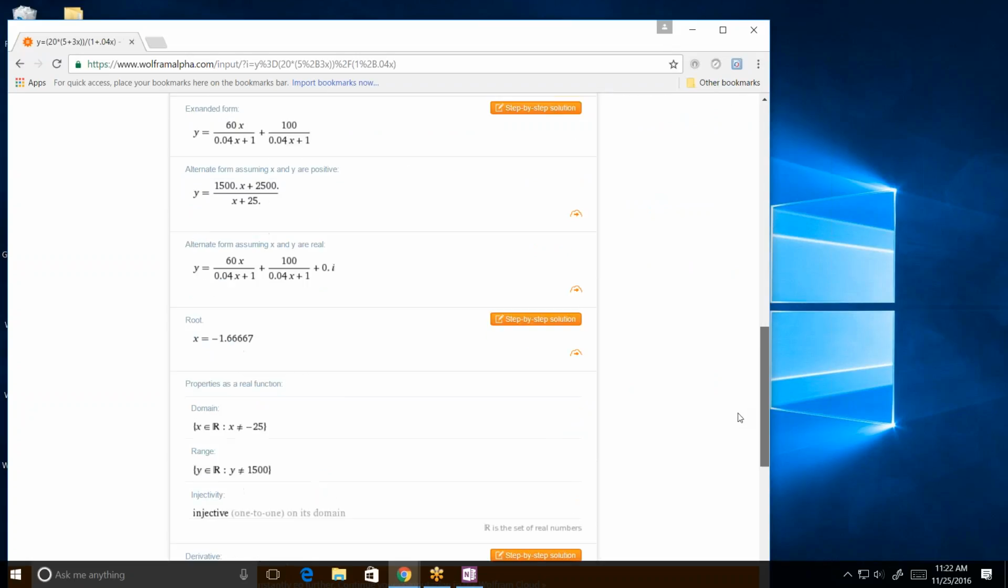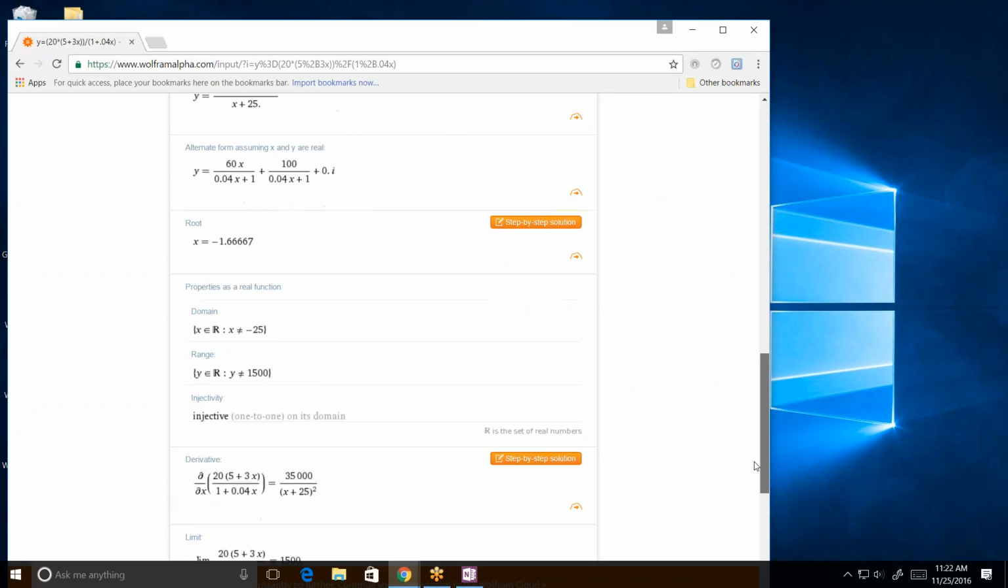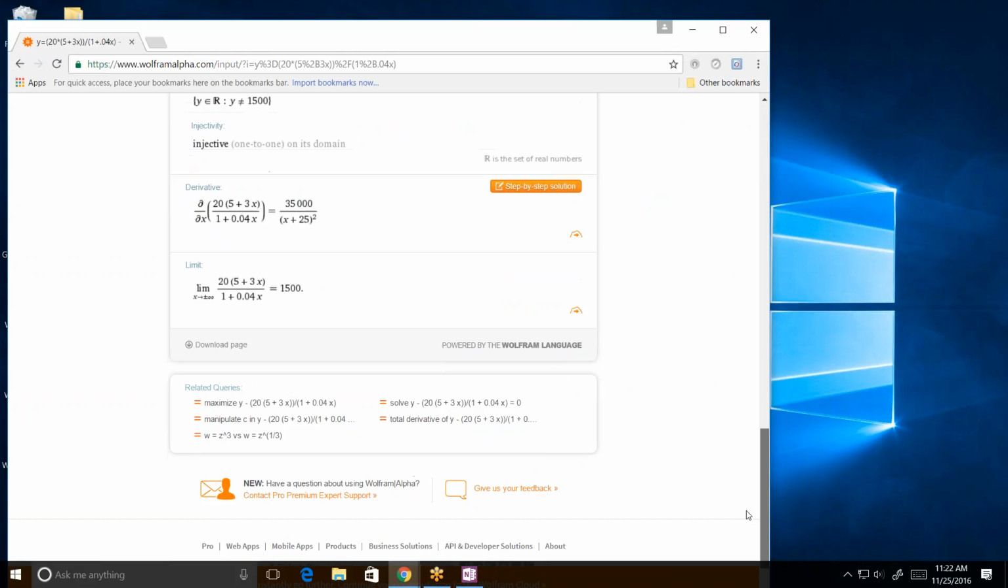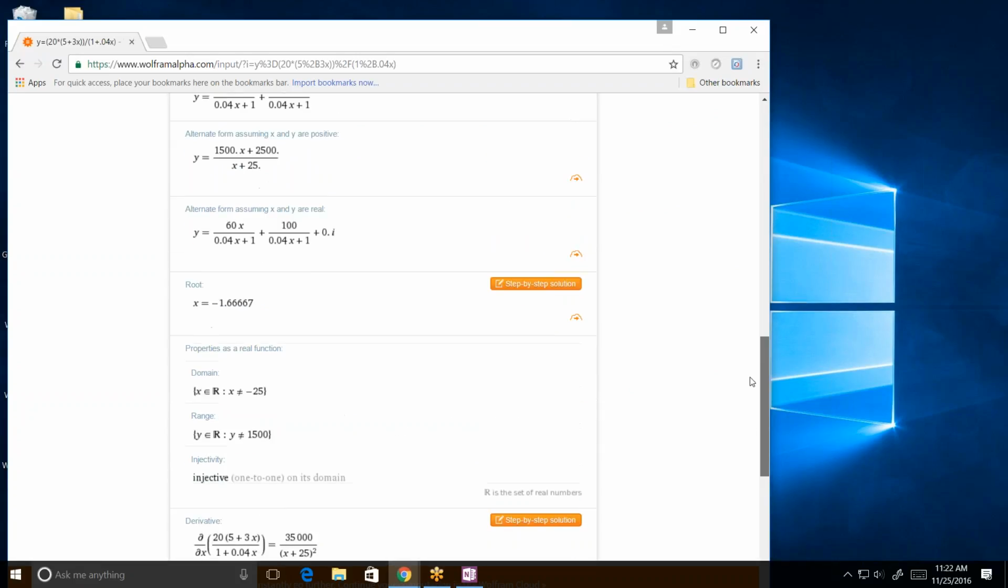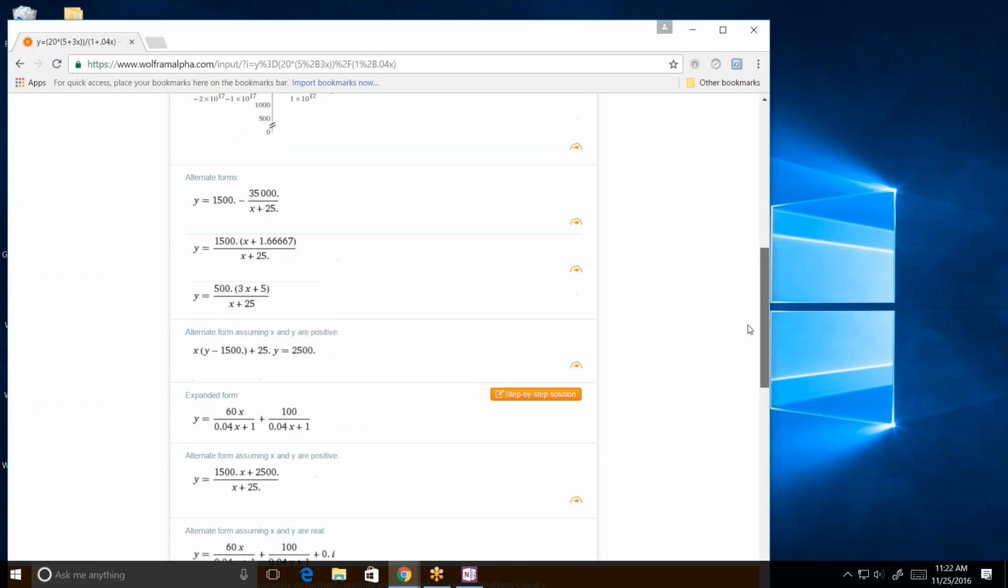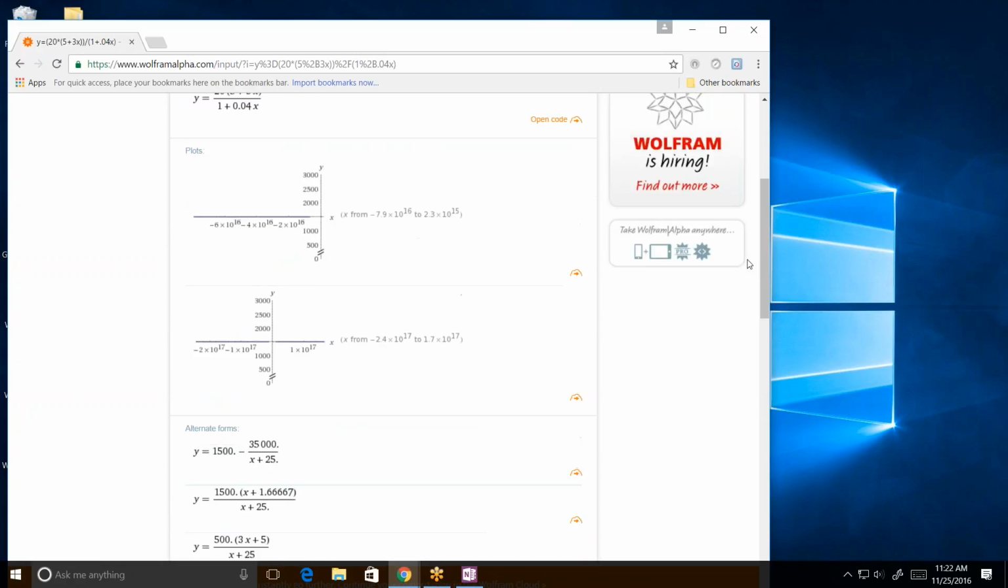Let's see what else. The one other beauty of Wolfram Alpha is that it gives you the zeros, it gives you everything. You don't have to find anything. Right. But it normally gives you two graphs at different scales.